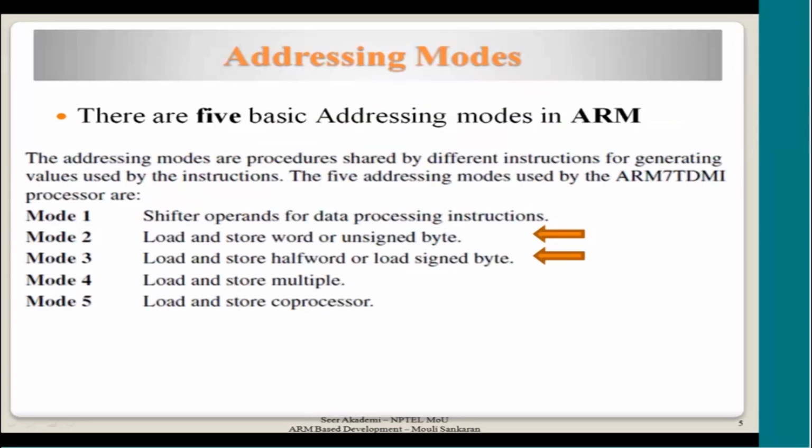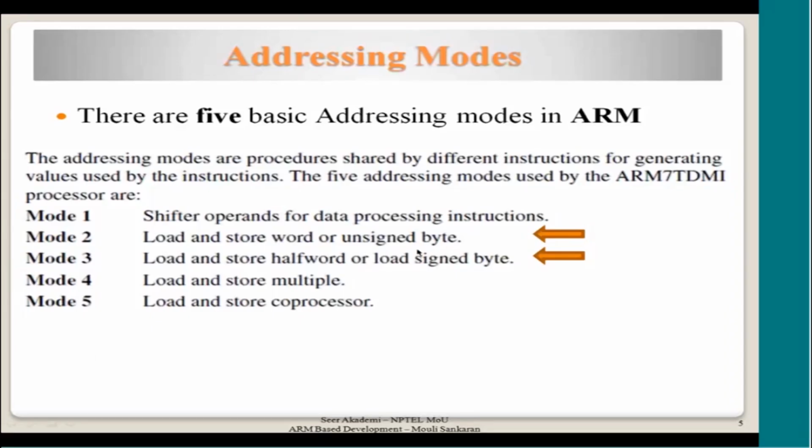The first mode is associated with the shifter operands, which are meant for data processing instructions or maybe for any other load store instructions. Once I say shifter operands, that means it is the RM. There are two operands, RN and RM. We talk about RM here, the second operand, which goes to the barrel shifter in the ARM processor, and then these two are specifically meant for load store. The first one is for the word and unsigned byte.